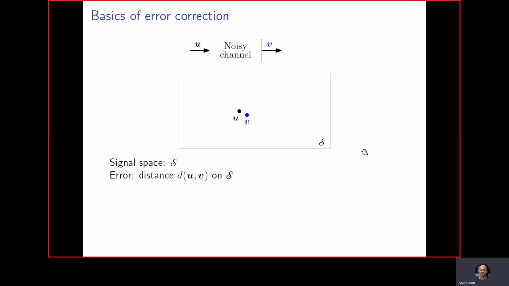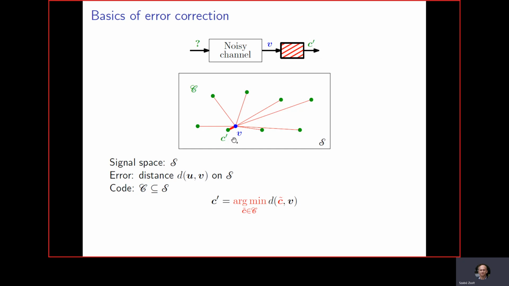Let's see the basic idea of error correction. Suppose there is a signal space S, and the error is treated as a distance d on S. A basic assumption is that the received signal V is not very far from the original signal U. So a good strategy is to limit the inputs of the noisy channel. This defines the code C, and to spread the code words apart from each other as much as possible. When the signal V is received, the best estimate for the input of the noisy channel is the code word C' that is closest to V.